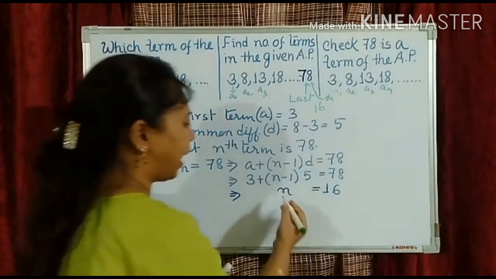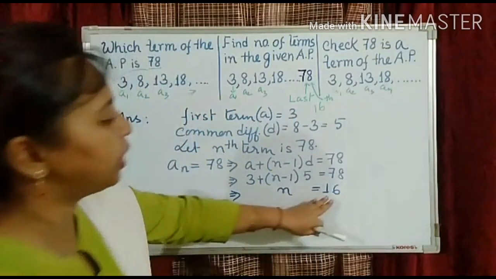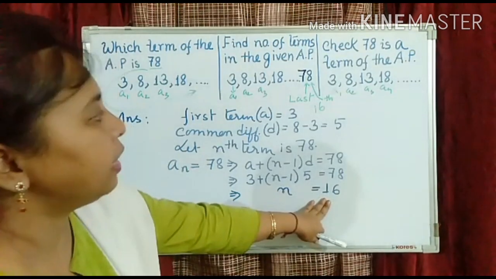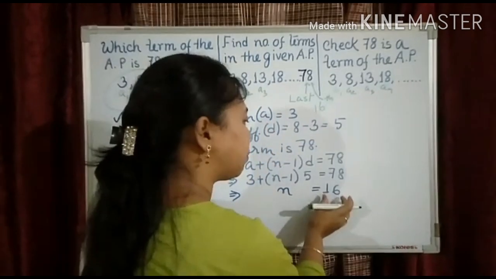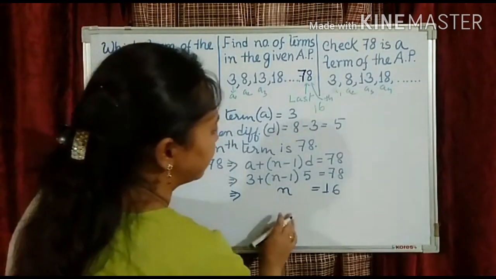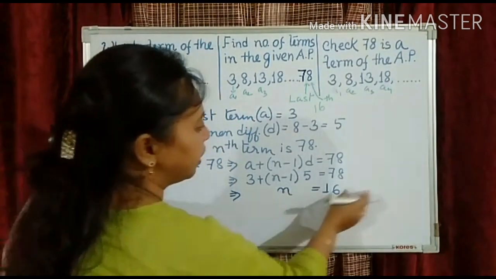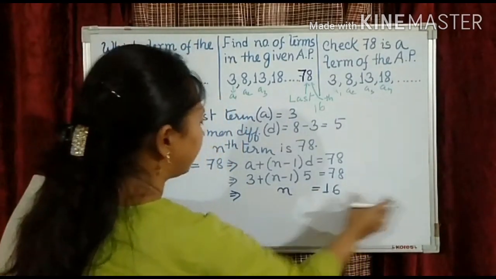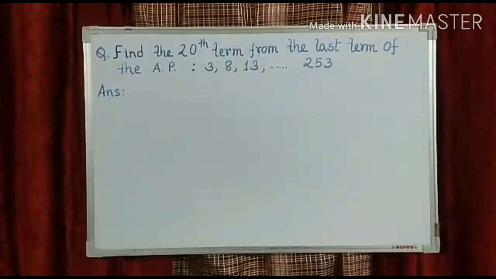Here we have to check whether the n value is a natural number or not. If we are not getting a natural number, suppose we get minus 16 or 16 by 5, which is a fraction, then we will write down that it is impossible. If we get a natural number, it is possible. Therefore we will write down, therefore 78 is a term of the AP. And if we get minus 16 or a fraction, then we will write impossible, and in the bracket we will write, therefore 78 is not a term of this AP. Now look at the next question.